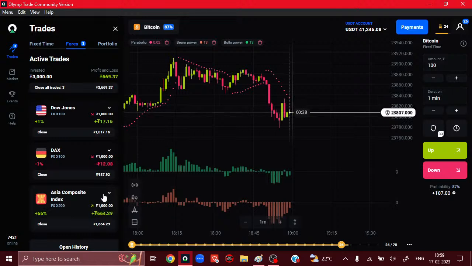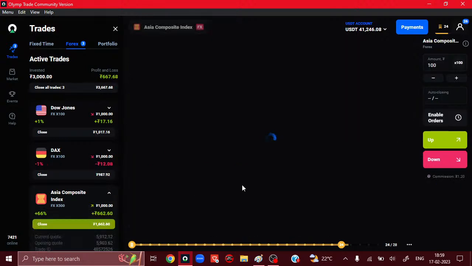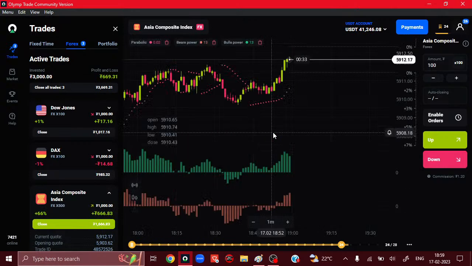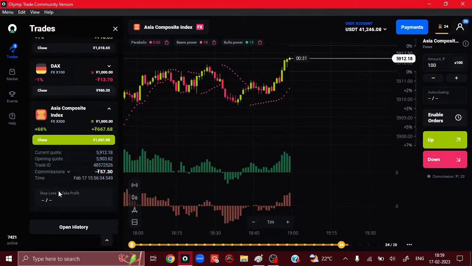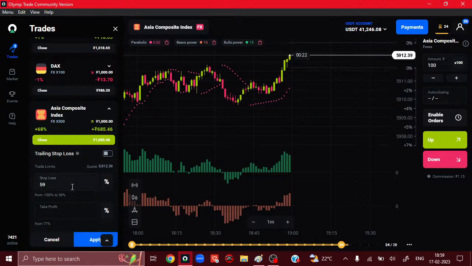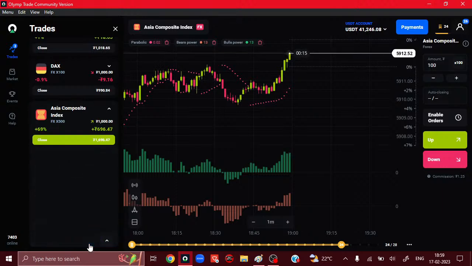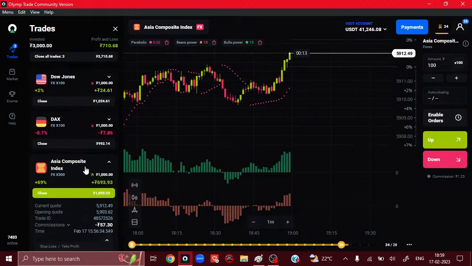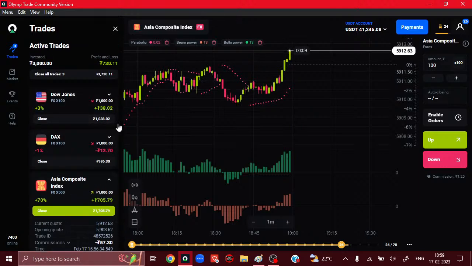In Asia Composite Index, I think I might exit from this trade since I am earning the desirable profit here. So I will switch my stop loss here to 60%. Yeah, 60% applied. So my $600 profit is secured here. These trades are going on right now, so I will leave them as they are.